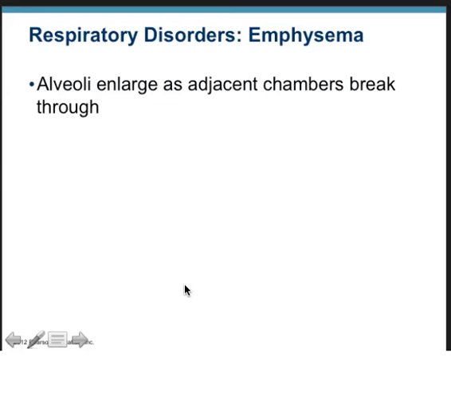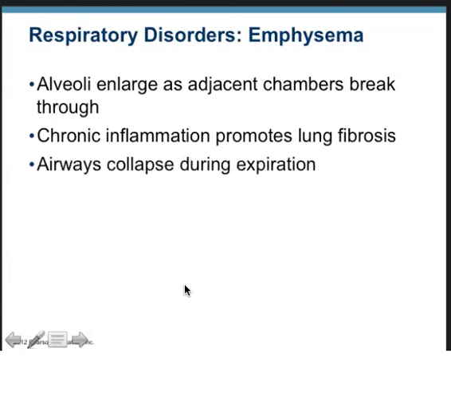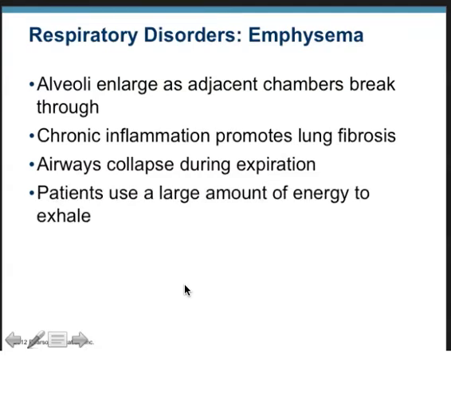Emphysema is where the alveoli are destroyed due to tar that's introduced into the lungs, often due to cigarette smoking. What happens here is that the alveoli enlarge as chambers basically burst, and what we see now are fewer alveoli, and as a result, less area for gas exchange. The inflammation promotes fibrosis in the lungs. This is basically the lungs scarring, and the airways often collapse when we expire. When we breathe out, the trachea and the bronchi will basically close up on themselves.